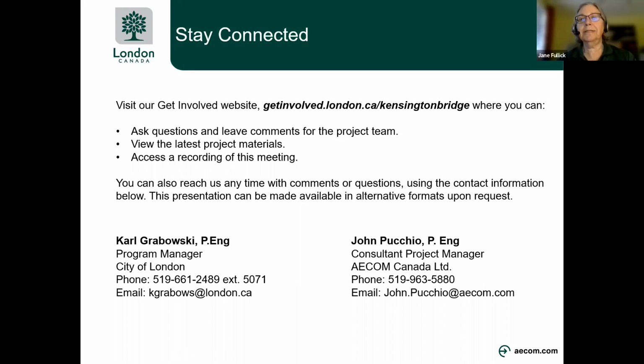Go ahead, Jane. Can I add one more thing? The Queen's Bridge needs to be rehabilitated before Kensington Bridge can be done. So right now, tentatively, Queen's Bridge is 2025 and Kensington Bridge is 2026. These are all subject to budget availability, so they may slide a few years too. Thanks, team. That's helpful.